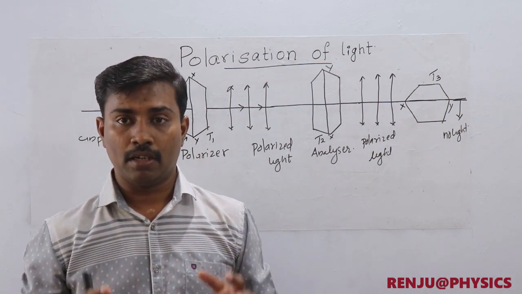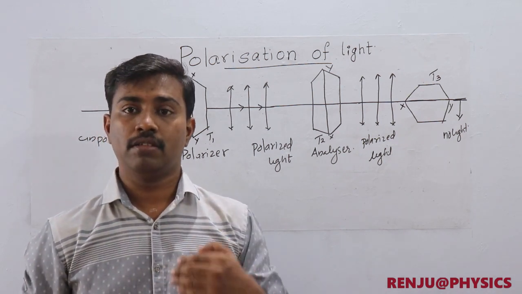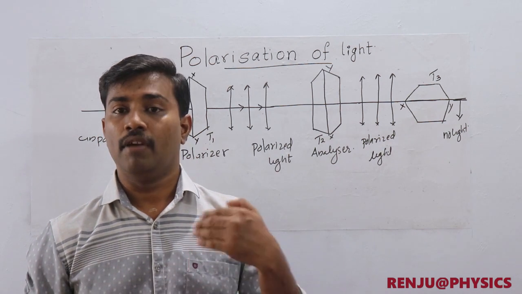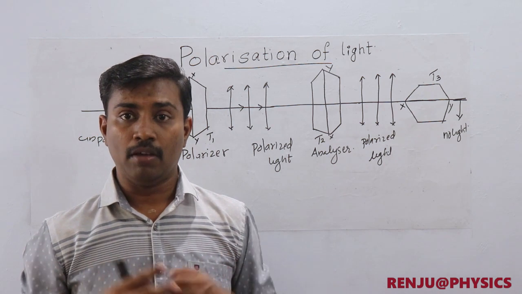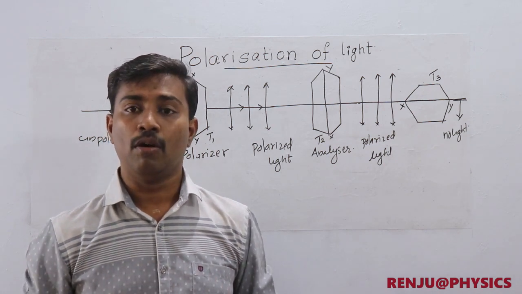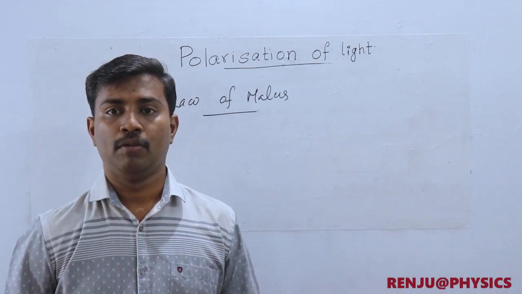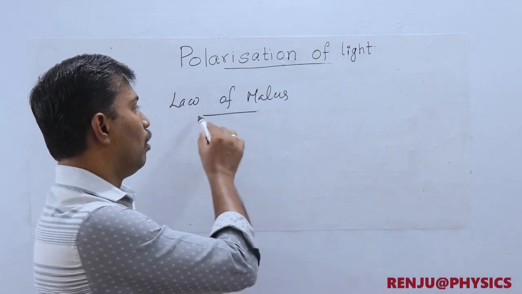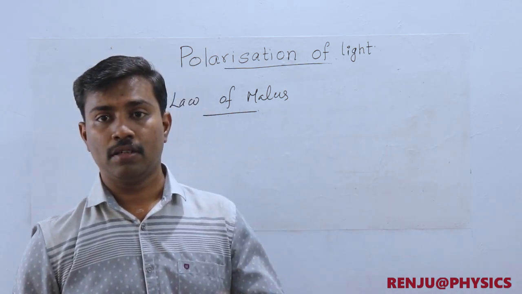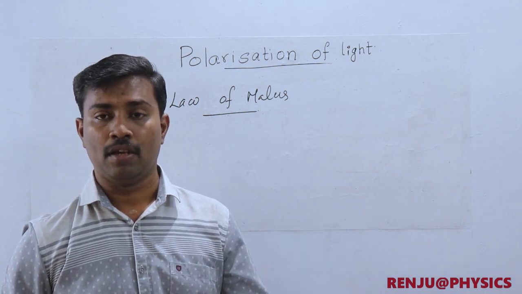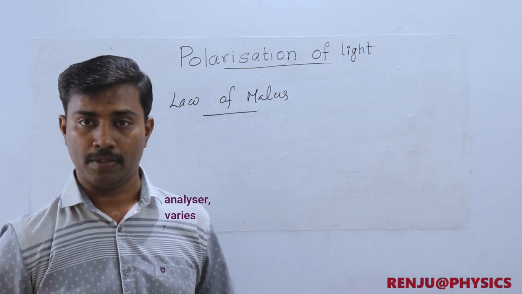So we can conclude that when the analyzer is rotating in front of a polarizer, the intensity of light coming from it varies. This was explained by a scientist, Malus. That law is known as the law of Malus. Now we are going to discuss the law of Malus. The law of Malus explains how the intensity of light coming from the analyzer varies when the analyzer is rotating in front of a polarizer.